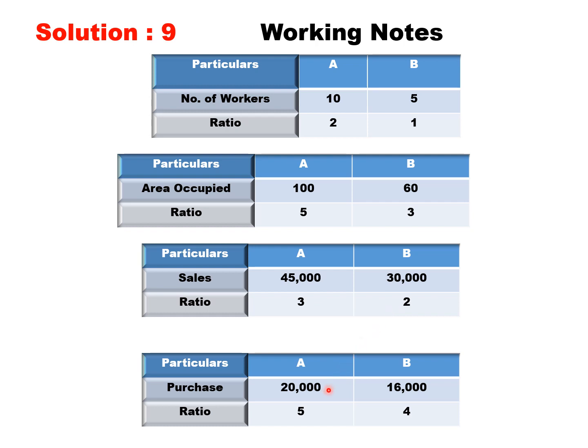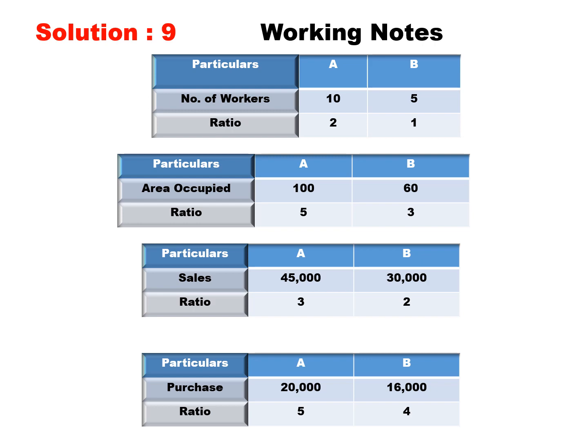Purchases of Department A 20,000 and Department B 16,000. So the ratio is 5:4. How? 4 fours are 16, 4 fives are 20. Simplification. Purchase ratio will help us to distribute discount earned.